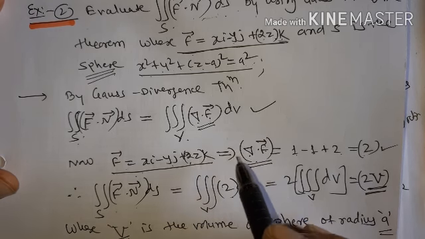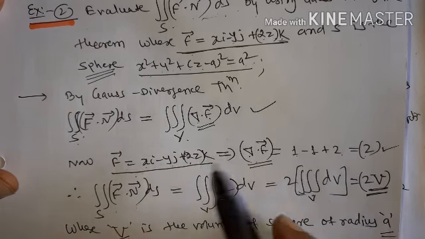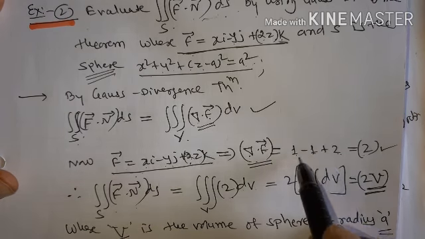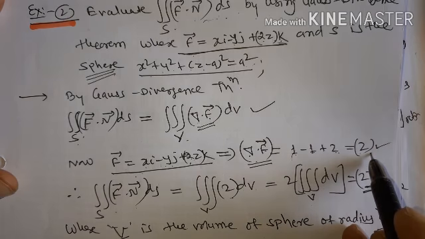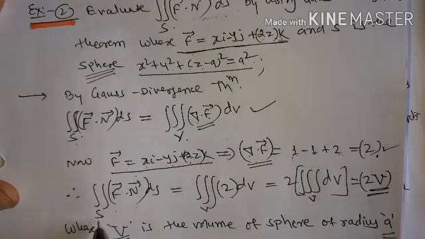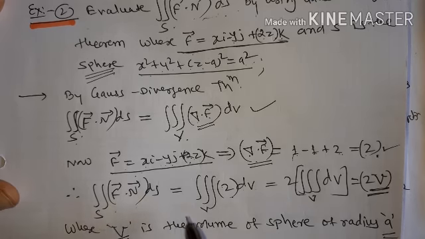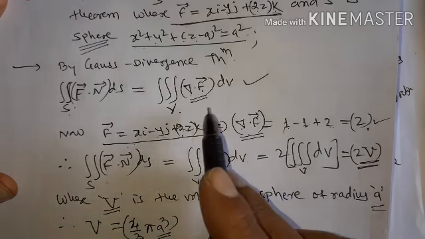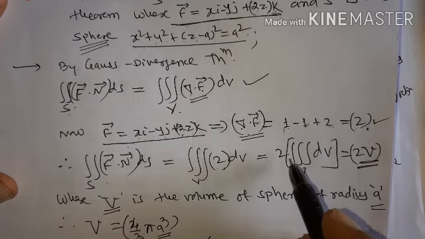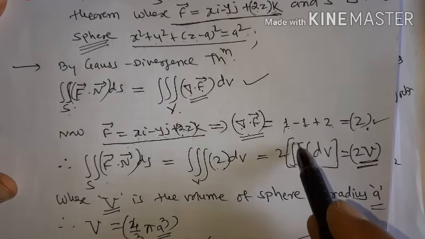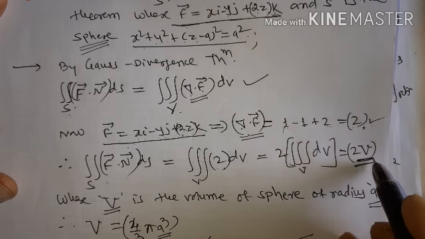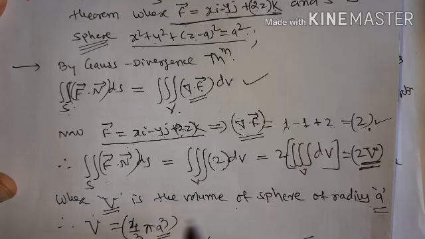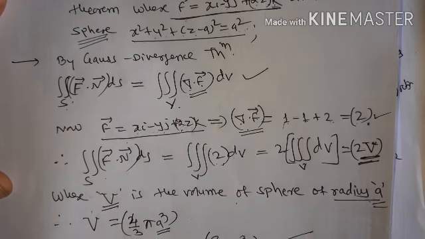So f bar is xi minus yj plus 2zk, and if you take this dot product of f bar with del, then ∂x of x will be 1, ∂y of y will be minus 1, and ∂z of 2z will be 2. So this simplification comes out to be 2, and therefore the surface integral of f bar dot n bar ds will be equal to the volume integral of 2 dv, because divergence of f bar is 2. 2 is out of this integral, and the triple integral of dv gives 2 into V. What is V? V is the volume of the sphere of radius a.